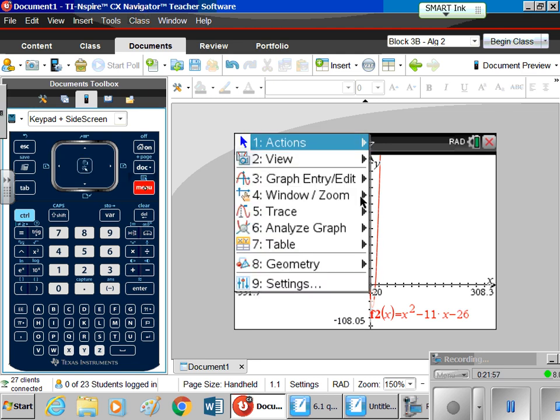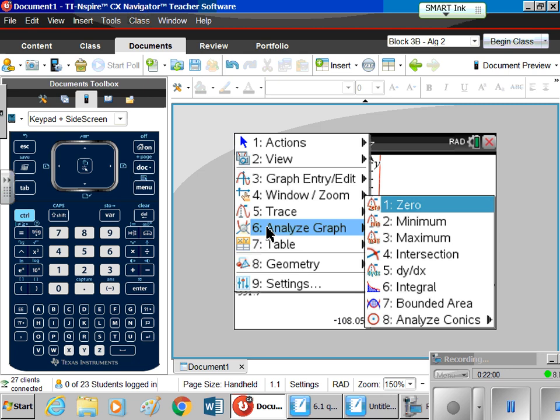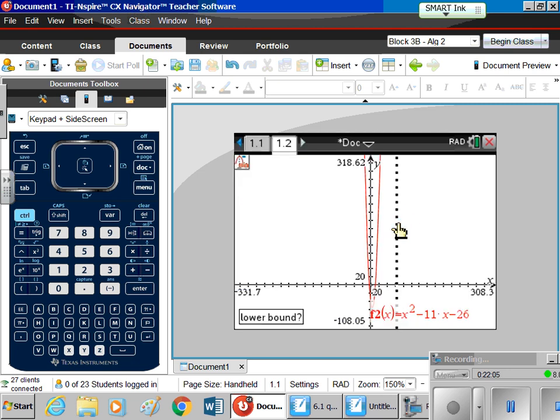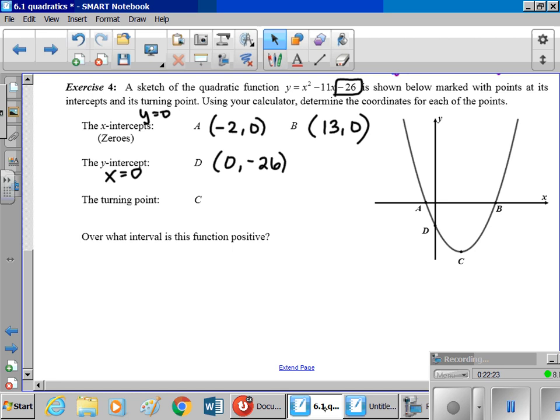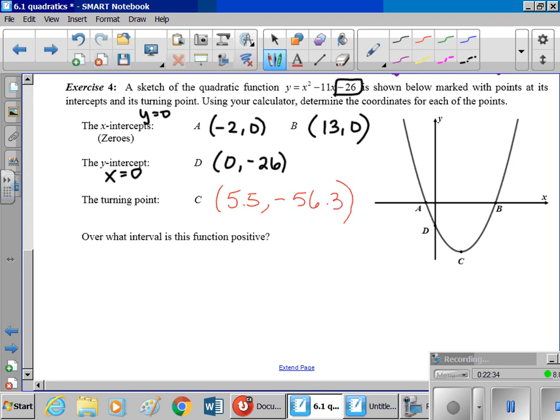And I'm going to do the same thing. Menu, analyze, and this time I'm going to look for my minimum point, which is number 2. I'm going to slide this over, hit enter, and keep sliding it over until it highlights, and if you notice, the minimum then stops. So 5.5 and negative 56.3 is my minimum point, my turning point.